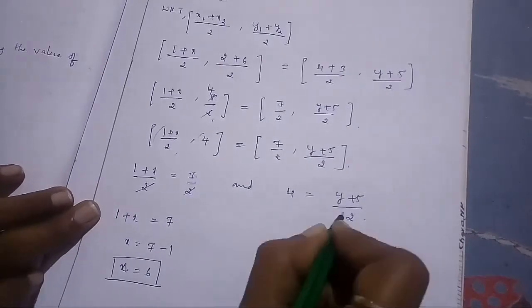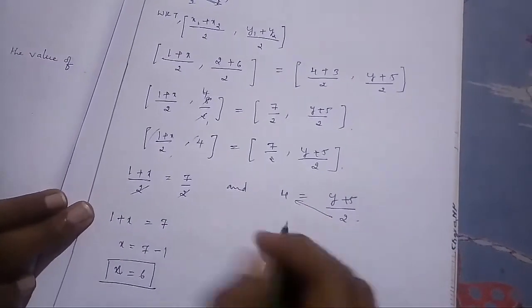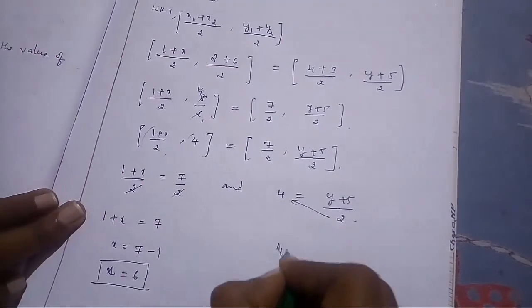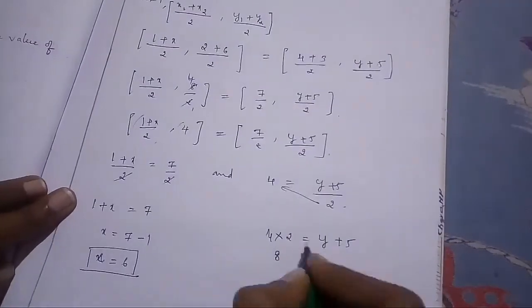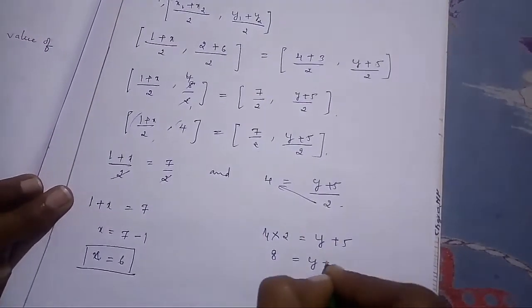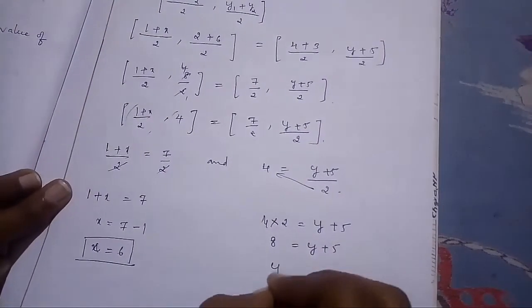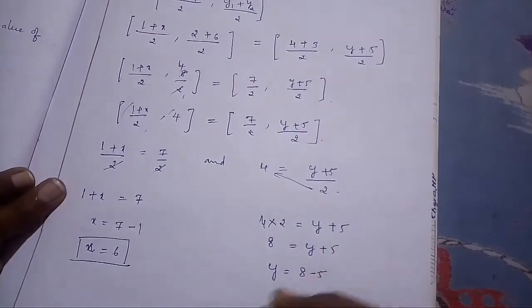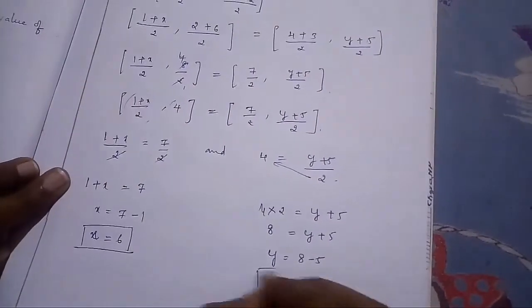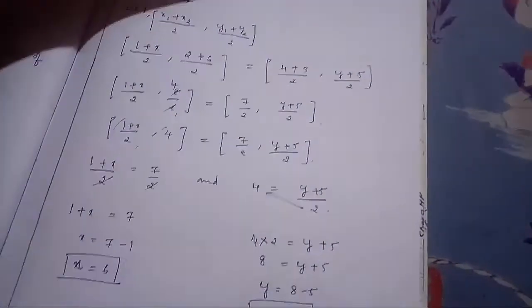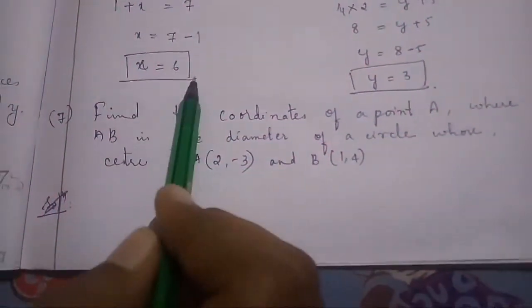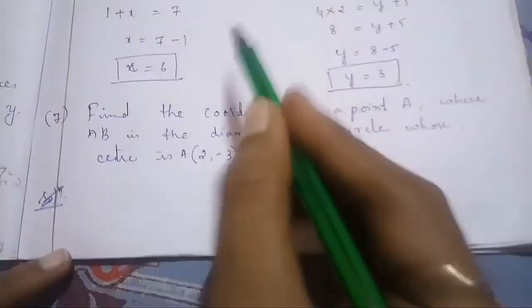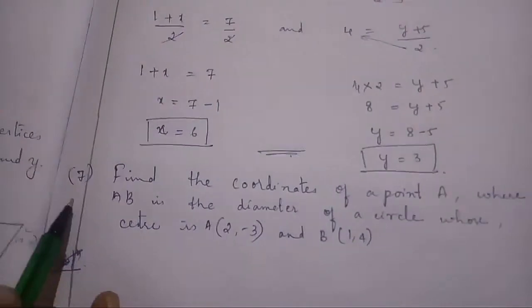Here we can't cancel, so make cross multiplication. That is 4 into 2, which is equal to y plus 5. That is 4 2s are 8. 5 plus 5. y is equal to 8 minus 5. y is equal to 3. So finally we got the values, that is x equal to 6 and y equal to 3. Hence solved. Now 7th problem.